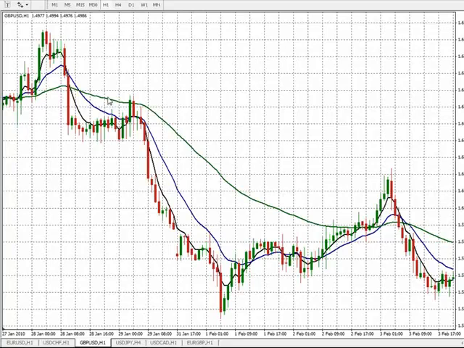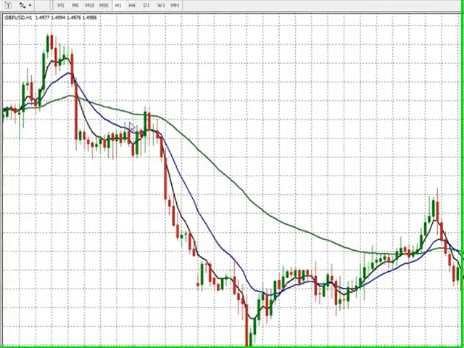Just taking a look here, I'm looking at the British pound US dollar pair on the 1 hour chart, and I'm looking at the time frame from January 28th up to February 3rd. This is a trade that we entered. Just taking a look here.